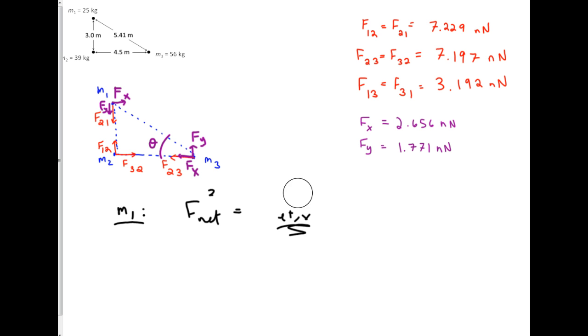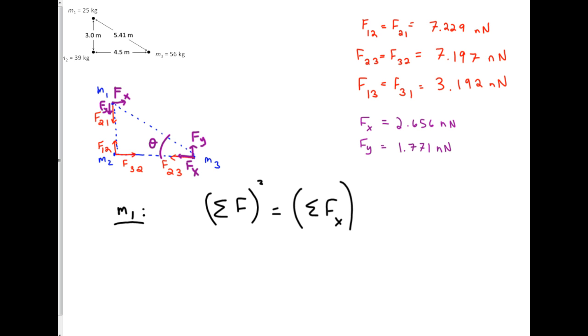So instead of saying the net, I can say the sum of the forces, like that. That big squiggly sign is the summation sign, sigma, and it means take the sum of, or the total, or the net. Really just think of it as net force. The sum of the forces F equals the sum of the x forces squared plus the sum of all the y forces on M1.